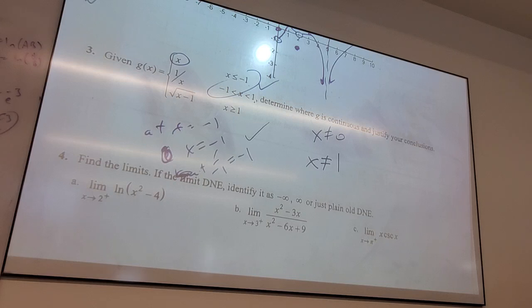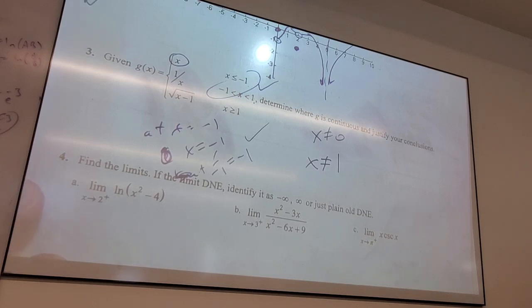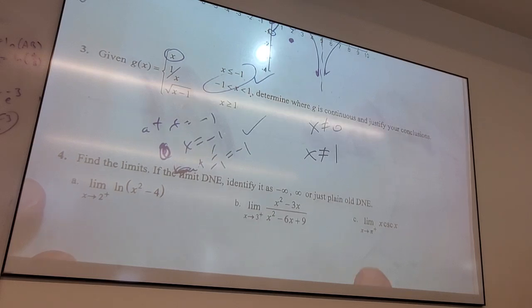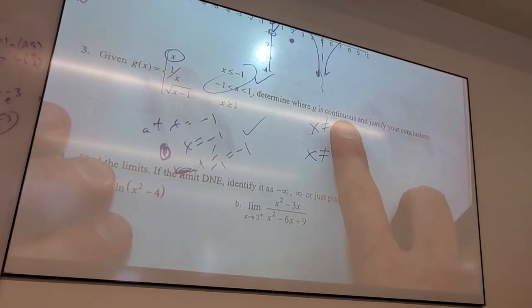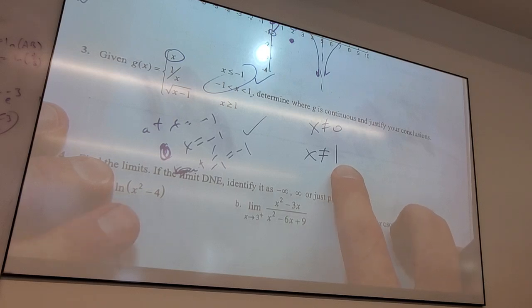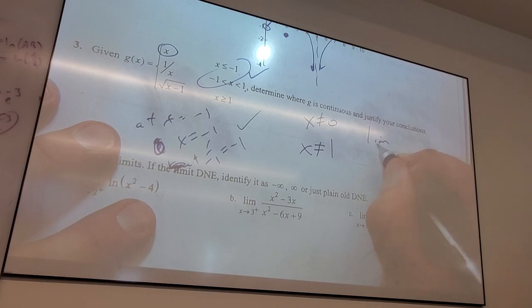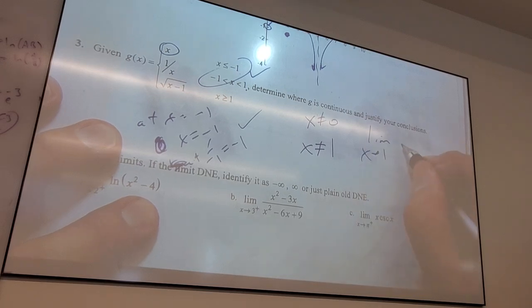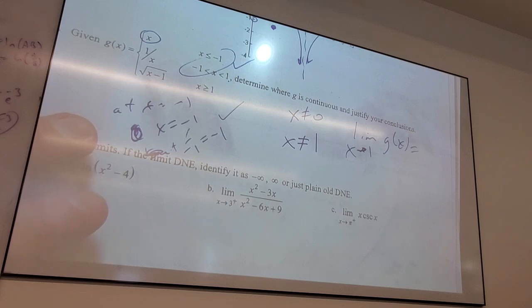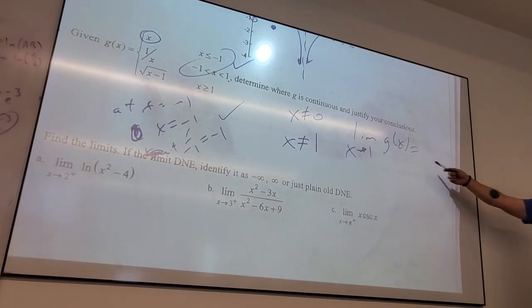When we say where it is continuous, do we say all x values excluding 0 and 1? Where is this continuous? Everywhere except 0 and 1, yes. I like it. So let me ask you this question. What's the limit as x goes to 1 of g of x?